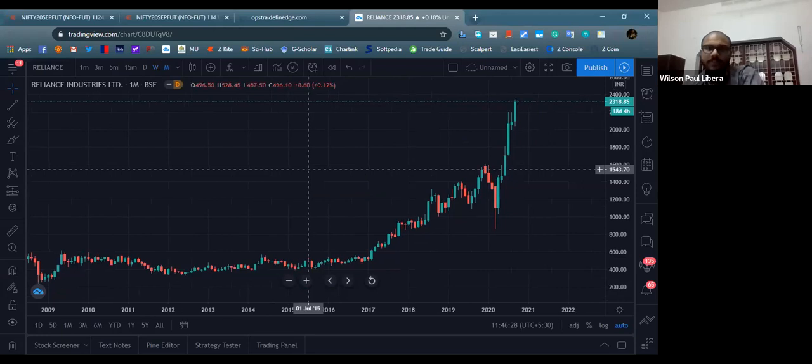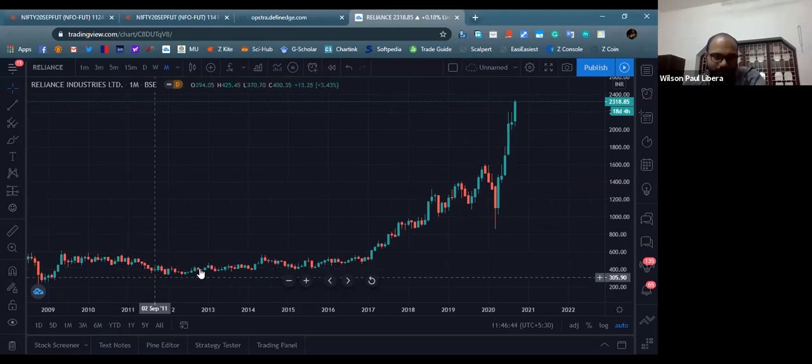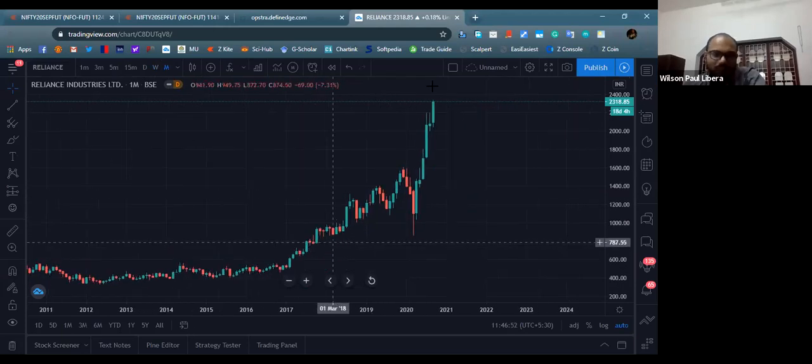where do you think the price is good? It is absolutely clear from the chart. The price is going up and up and up. In 2012, 13 and all, the price was around 300, 400 rupees. And now it is like 2,300 rupees. So almost 4 times.